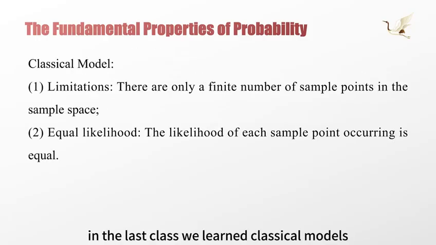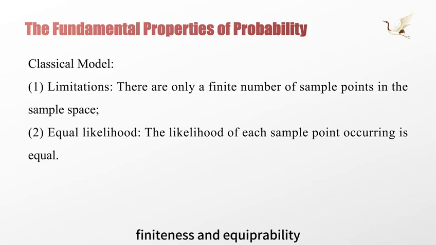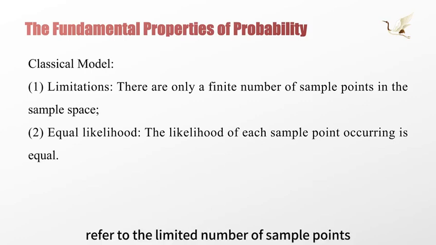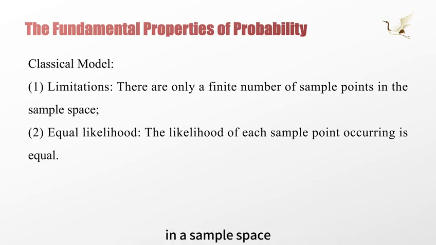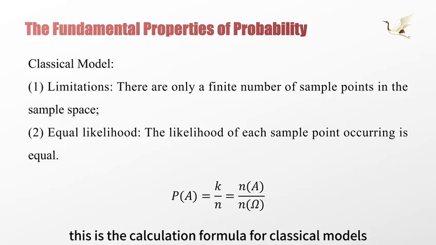In the last class, we learned classical models. The two basic characteristics of classical models are finiteness and equiprobability. Finiteness refers to the limited number of sample points in a sample space. Equal likelihood refers to the equal likelihood of each sample point occurring. This is the calculation formula for classical models.